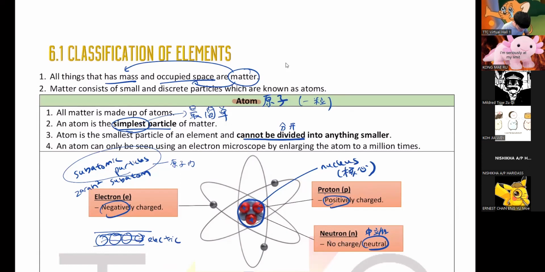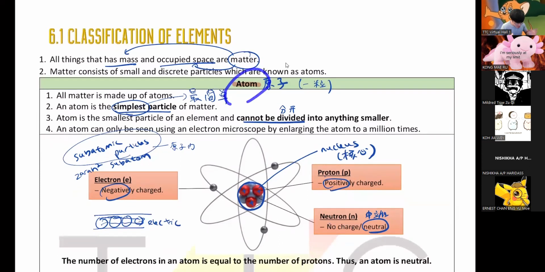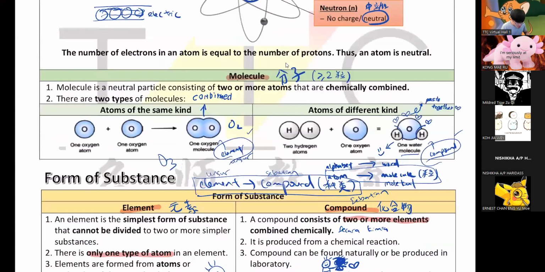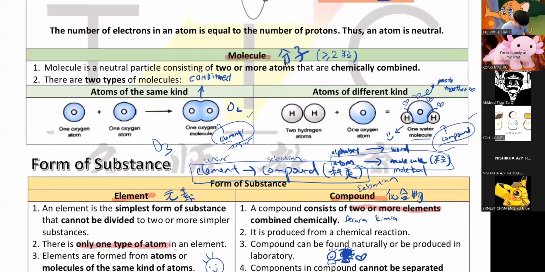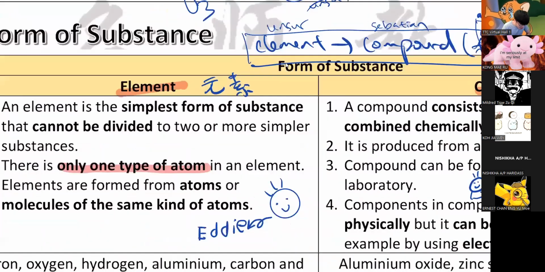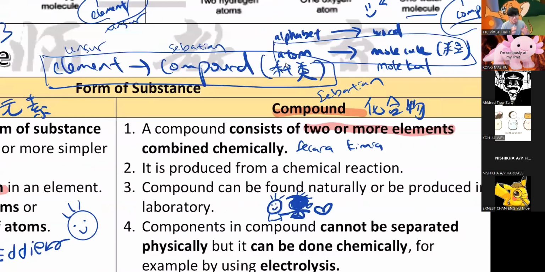Anyway, so let me repeat this. Atom is the simplest thing in the world. It's the Lego of the world. And when you put two Legos together, you have molecules. And then you have your elements, unsur, and compounds, sebatian. Guys, let me just repeat these four words.